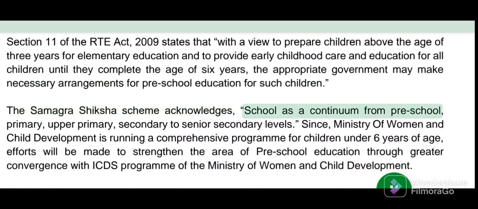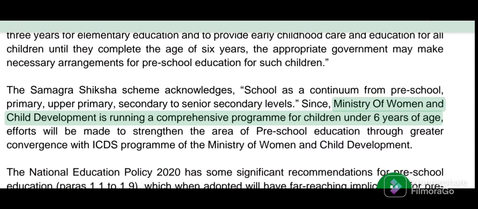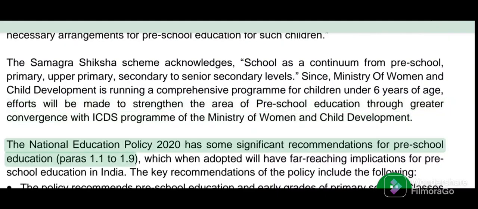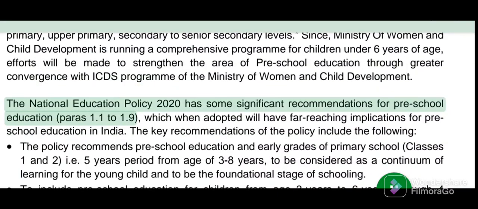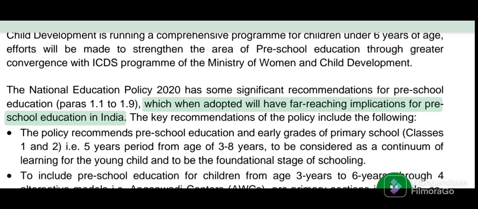The Samagra Shiksha scheme acknowledges school as a continuum from preschool, primary, upper primary, secondary to senior secondary levels. Since Ministry of Women and Child Development is running a comprehensive program for children under 6 years of age, efforts will be made to strengthen the area of preschool education through greater convergence with ICDS program of the Ministry of Women and Child Development. The National Education Policy 2020 has some significant recommendations for preschool education, paras 1.1 to 1.9, which when adopted will have far-reaching implications for preschool education in India.